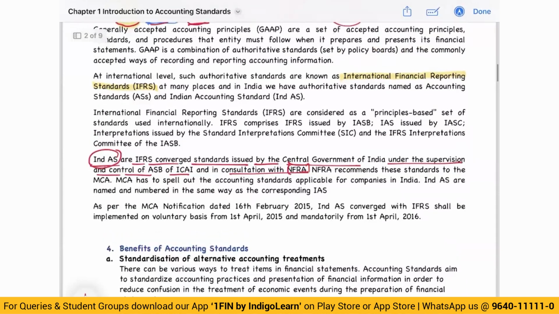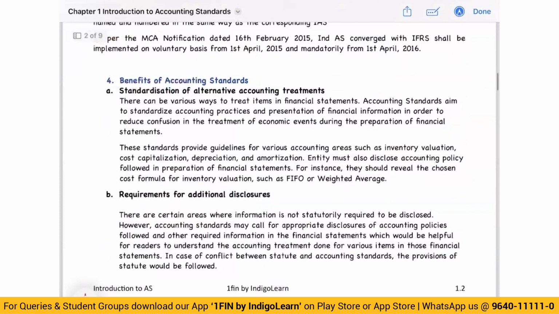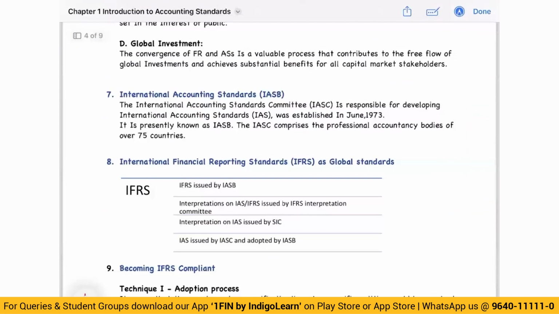Accounting standards are applicable to other entities where Ind AS is not applicable. So that also will come to it, right? Now, as far as Ind AS is concerned, globally we have the International Accounting Standards Board. They are responsible. The International Accounting Standards Committee is responsible for developing international accounting standards.